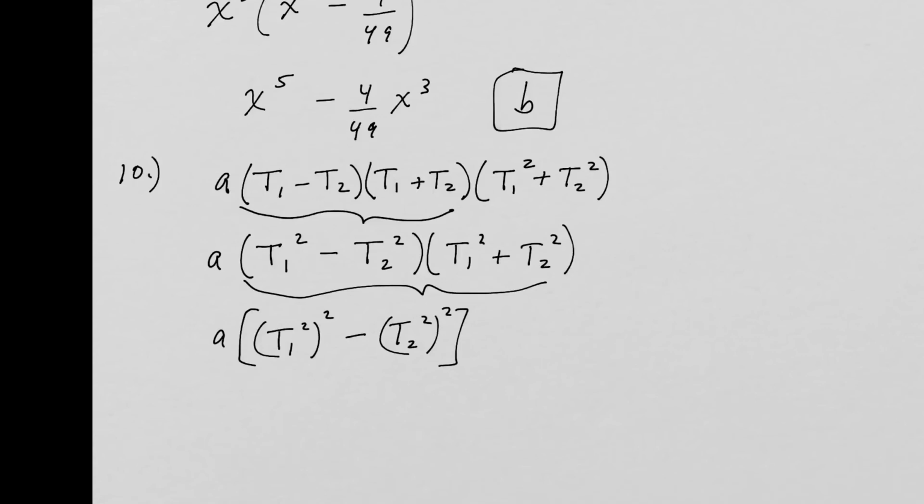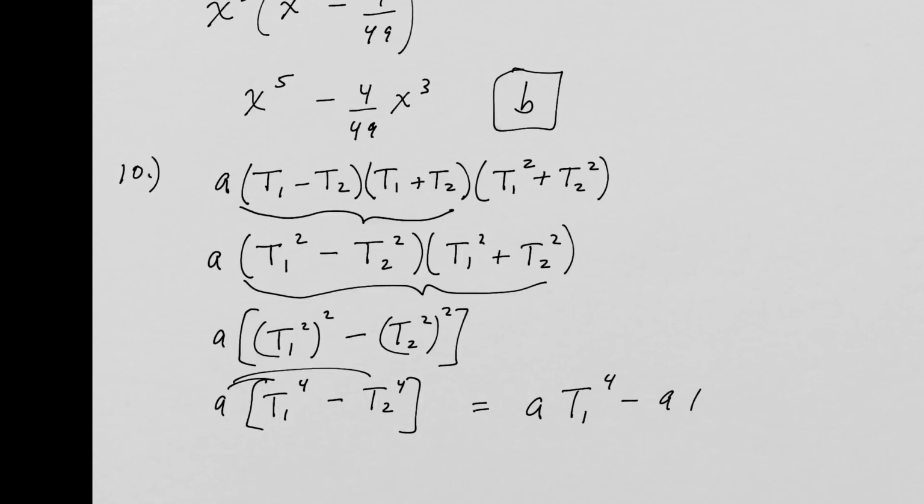Well, what's T1 squared squared? I have to use the power rule. So remember, you multiply the exponents together. So you're going to get T1 to the 4th minus, and then this is also going to be T2 to the 4th. And then finally, I can distribute in that little a. So I'm going to end up with a times T1 to the 4th minus a times T2 to the 4th. So in this case, A is our correct answer. Okay, 11.